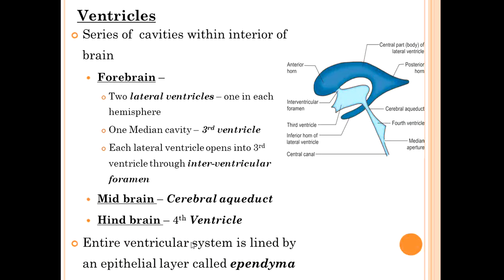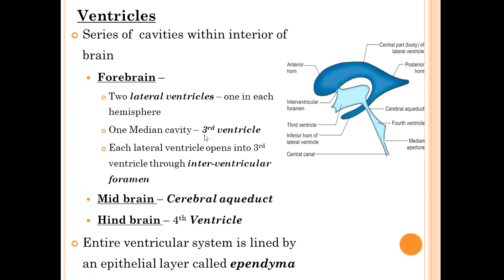First, what are ventricles? Ventricles are a series of cavities within the interior of the brain. Now these are three cavities. In the forebrain, a pair of lateral ventricles. In the midbrain, there is the cerebral aqueduct, and in the hindbrain, there is the fourth ventricle. In the forebrain, a pair of lateral ventricles, one in each cerebral hemisphere.